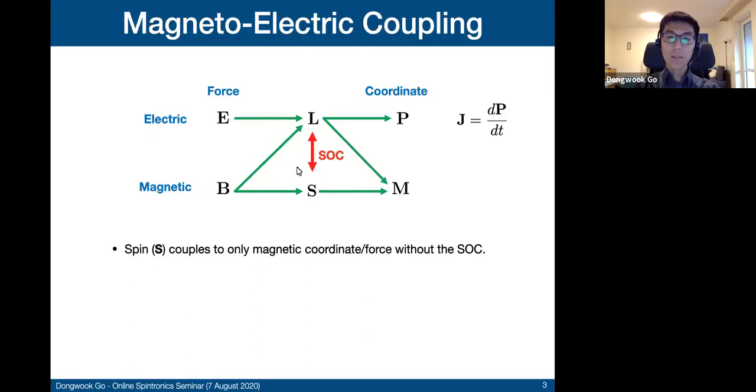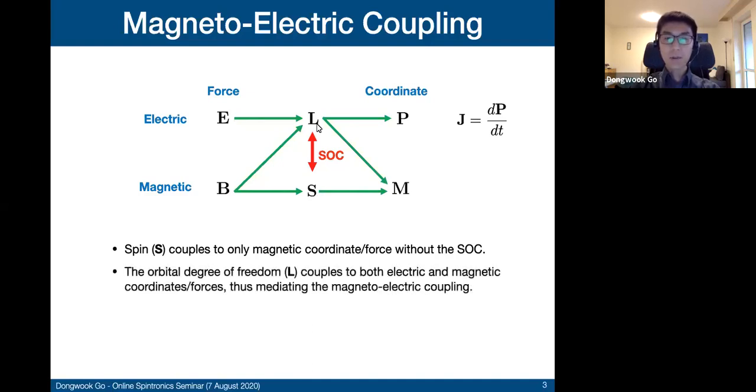So if we don't have any orbital, and if there is no spin-orbital coupling, it is obvious that it is impossible to manipulate the magnetic configuration by electric field. On the other hand, if you look at the orbital here, it couples to both the electric part and the magnetic part of the force and coordinates.